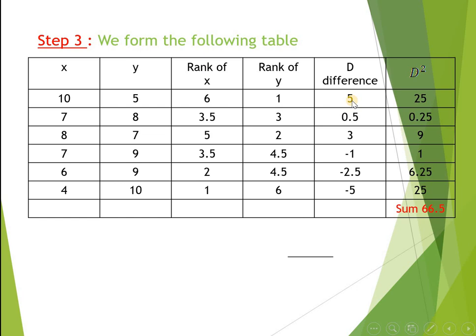And then multiply each number by itself. 5 times 5, 0.5 times 0.5, 3 times 3, negative 1 times negative 1, negative 2.5 times negative 2.5, negative 5 times negative 5, and then find their sum.